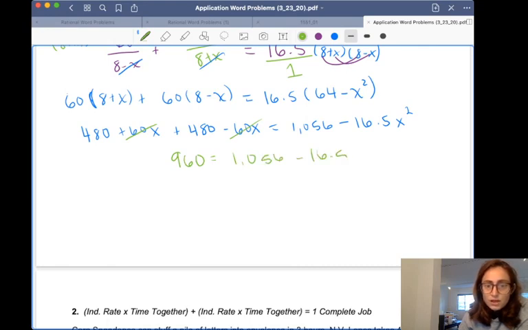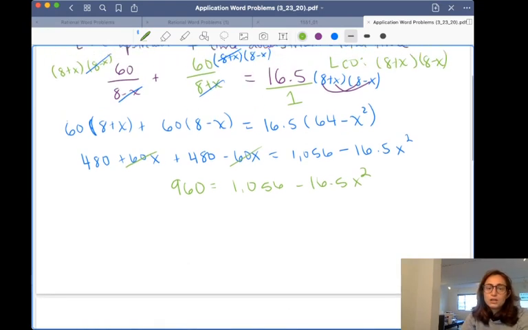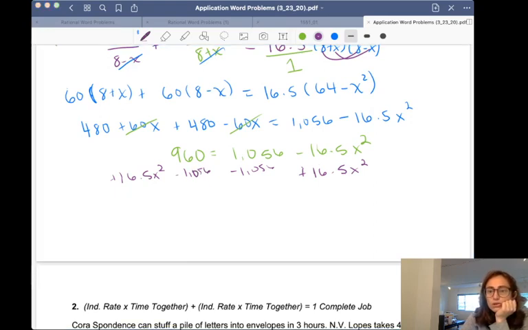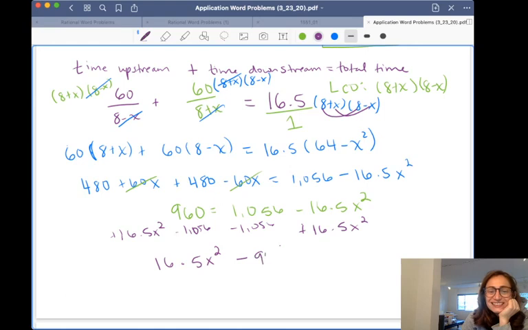Now, I don't have any linear terms in this. I don't have any x's. So you do have 2 choices right now. But what I'm going to do is I'm still going to make the x squared positive because it's probably a good idea to keep it in standard form just in case. So I'm moving the 16.5x squared here, and then I'm going to subtract 1056 from both sides. Okay. Oops. 16.5x squared minus 96 equals 0.